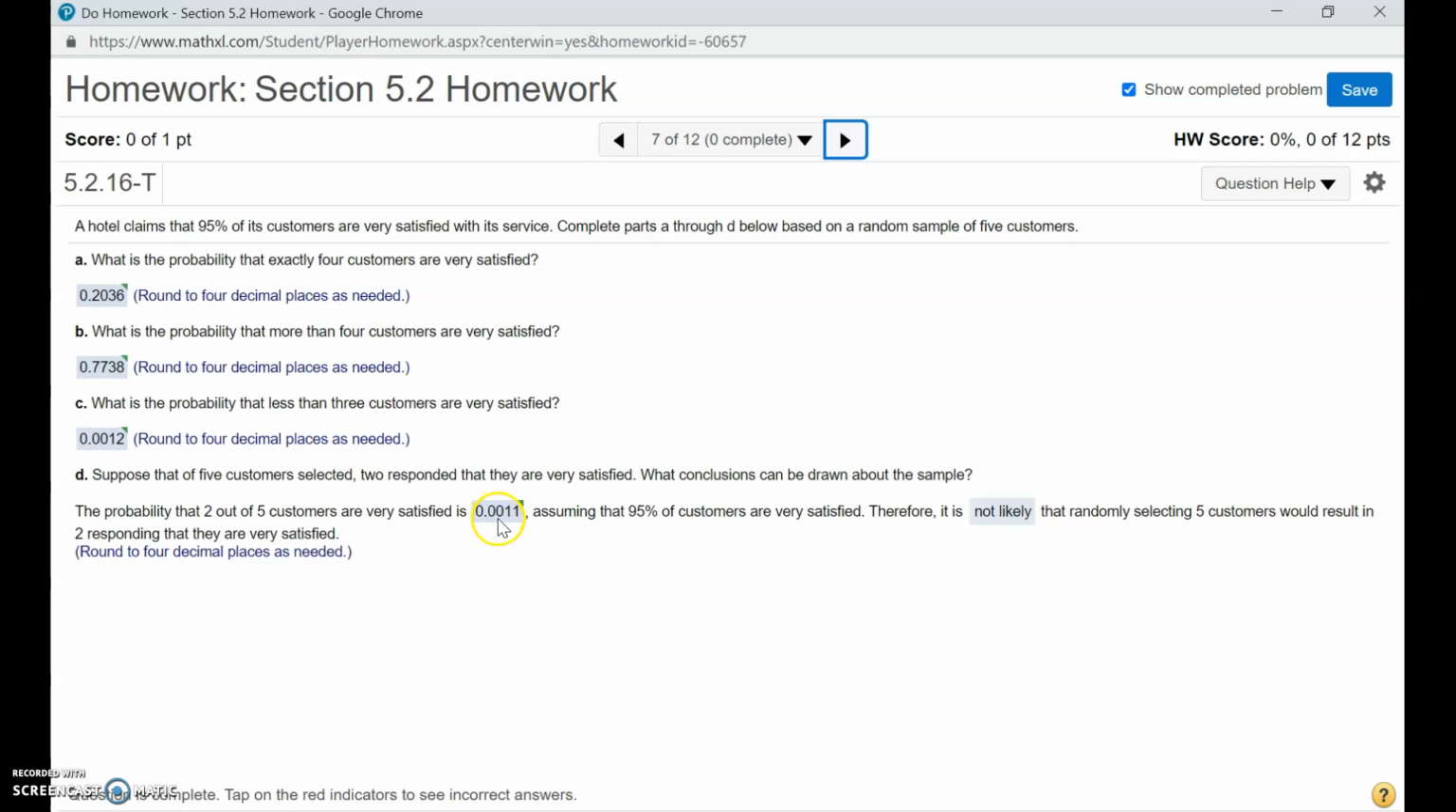0.0011, that's the probability of only 2 being satisfied, which is very unlikely. That's a very small probability. It's very unlikely that randomly selecting 5 customers would result in 2 being satisfied, because 95% of 5 customers is almost all 5 customers being satisfied. So this probability would be very small.